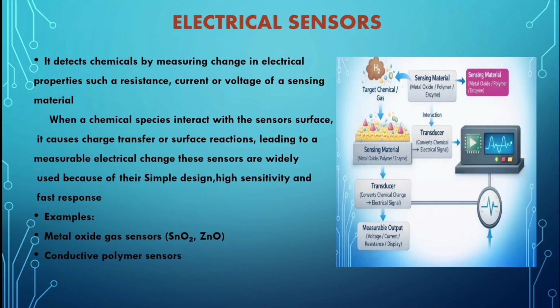Electrical sensors are chemical sensors that detect chemicals by measuring changes in electrical properties such as resistance, current, or voltage of a sensing material. When a chemical species interacts with the sensor surface, it causes charge transfer or surface reaction, which leads to a measurable electrical change. These sensors are widely used because of their simple design, high sensitivity, and fast response. For example, metal oxide gas sensors, pH sensors, electrochemical sensors.